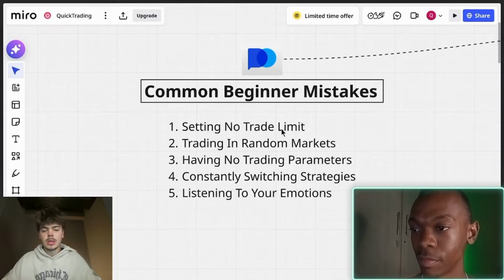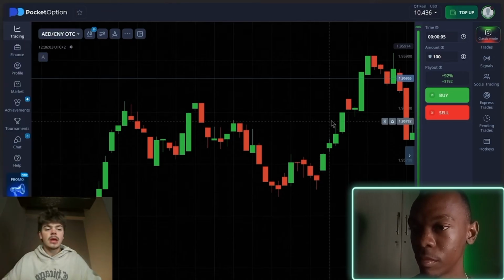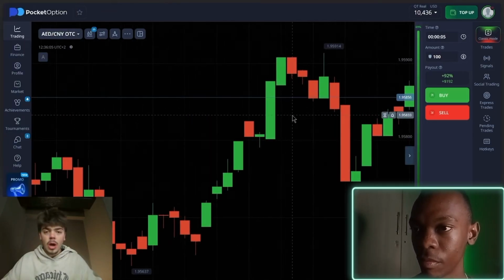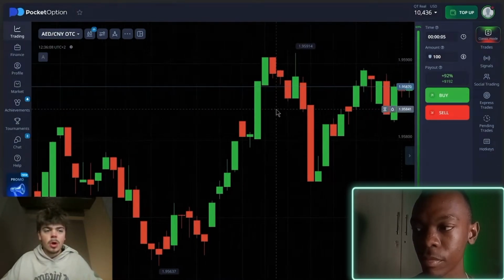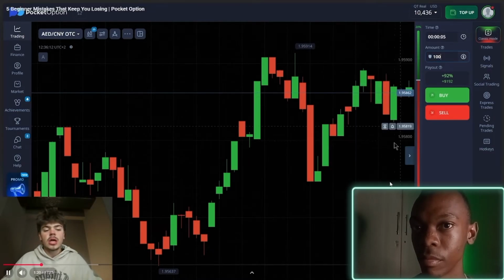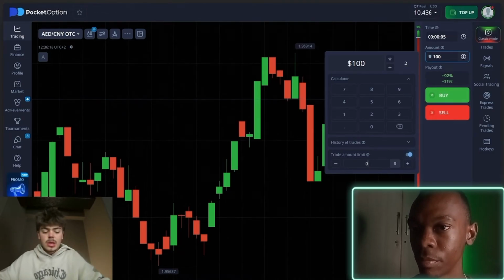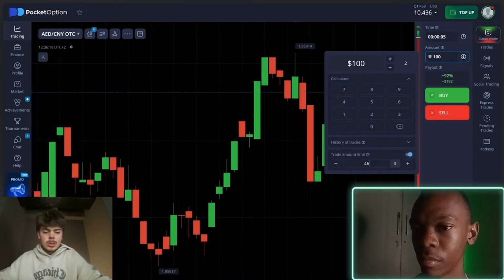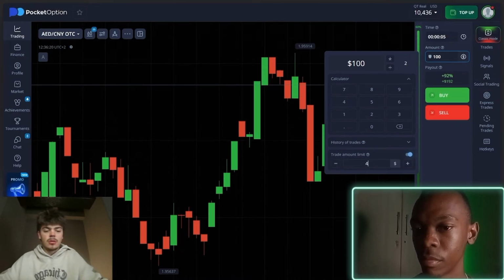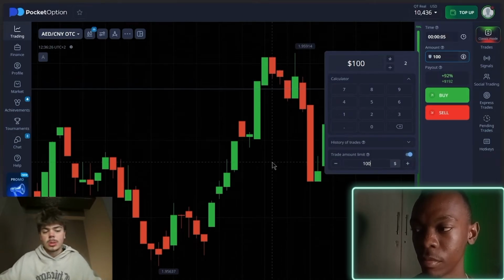Now, let's get straight into setting no trade limits. You need to understand that on Pocket Option, there is actually an option for you to go and set a trade limit. For example, over here, for a $10,436 account, you should actually set your trade limit to be 1% of that. Over here, that would be $104.36, roughly around there. We can actually do $100 as a more conservative amount.